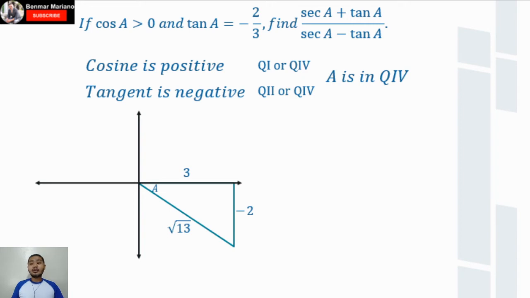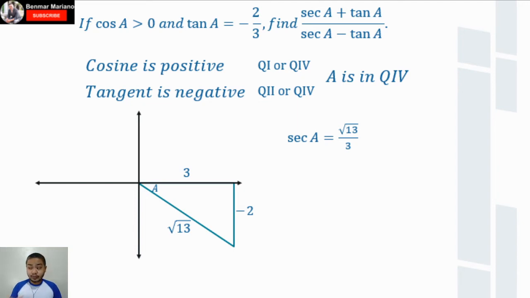Now, let us proceed. We can now already identify the value of secant A plus tangent A all over secant A minus tangent A. We now have the value of tangent A. What we're going to do is to identify the value of secant A. So, secant A, that is the reciprocal of cosine, right? So, secant A is equivalent to square root of 13 over 3. Why? Isn't it that cosine is equivalent to adjacent over hypotenuse? Reciprocate that one, that would be the hypotenuse over adjacent. So that is why secant A is equivalent to square root of 13 over 3.